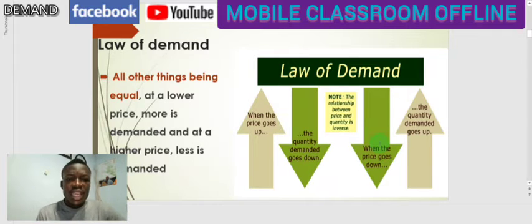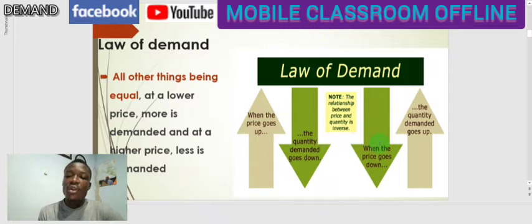Now, in another way, when I have an amount of money, say 100 cedis, and I want to buy a particular product, let's say the product costs 50 cedis, and I have only 100 cedis, it means that I can buy two of that product.